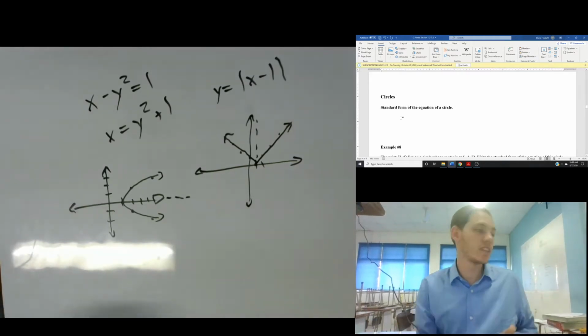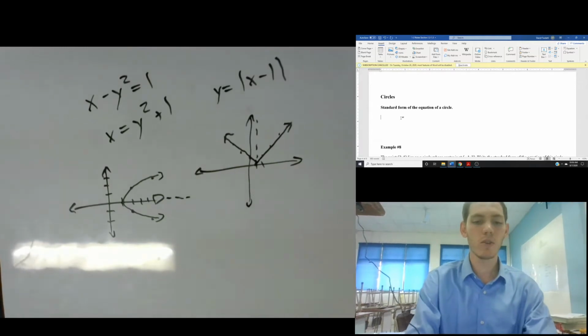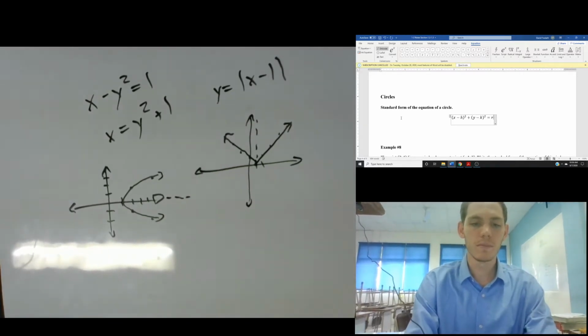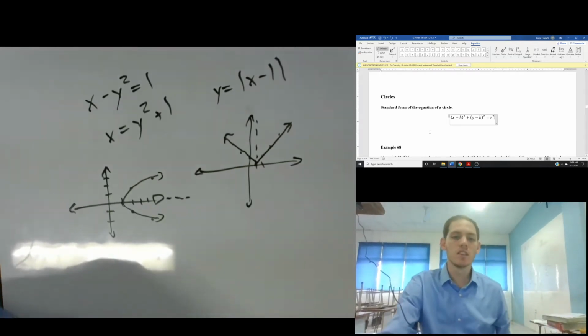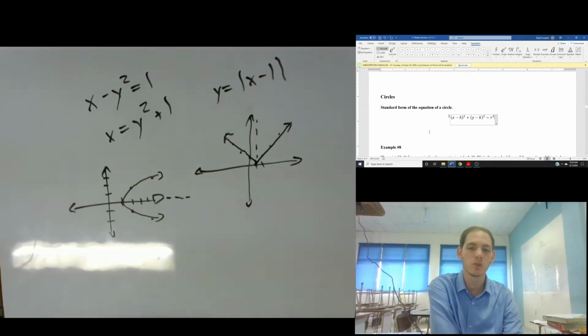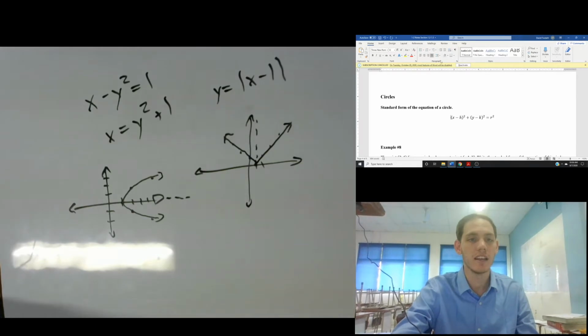The standard form of a circle. Let me go through this one quick. Standard form for a circle is x minus h, in parentheses, squared, plus y minus k, parentheses, squared, equals r squared, okay? So x minus h squared plus y minus k squared equals r squared. So that is the standard form of a circle.